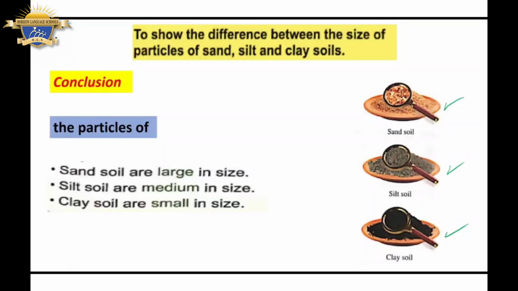Last time we talked about the three types of soil: sand soil, clay soil, and silt soil. And we talked about the difference between them. We also discussed the drainage of water through them. Today we will continue talking about the properties of soils.